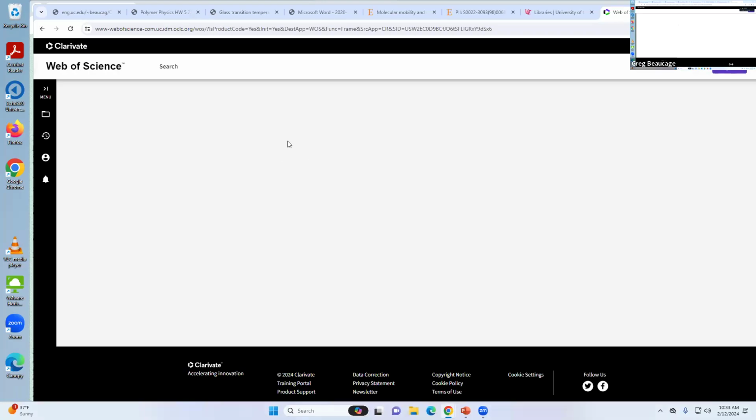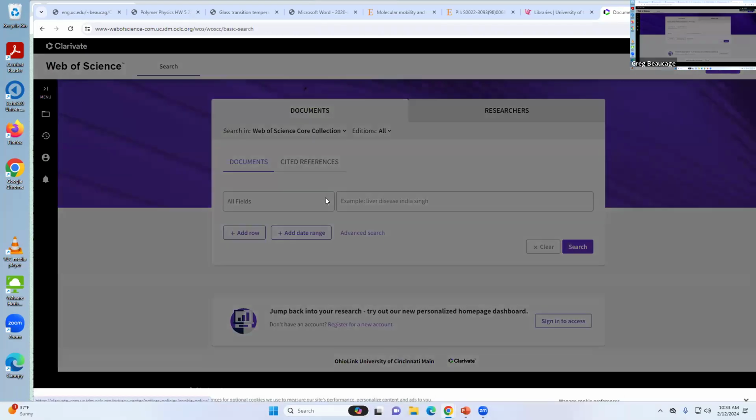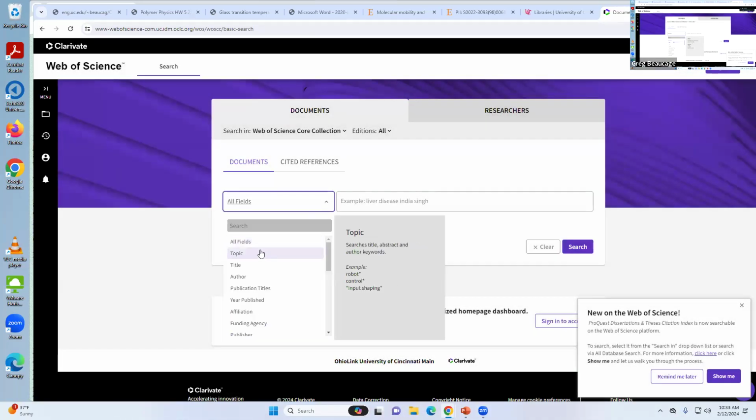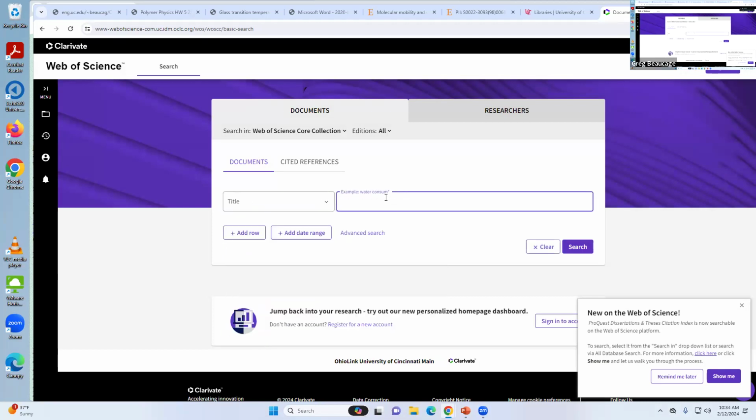All right, so you get into Web of Science, and it lets you search for title. So you can do all fields, or topic, title, author, whatever. I'm doing title because I got that title, right? Sometimes you can't just click and get the PDF of the paper, because usually it's locked out, and then there's a long process. But if you get the paper through Web of Science, it links and you get it right away because it already knows that you're at UC, right? So anything UC owns, you can get right to it.